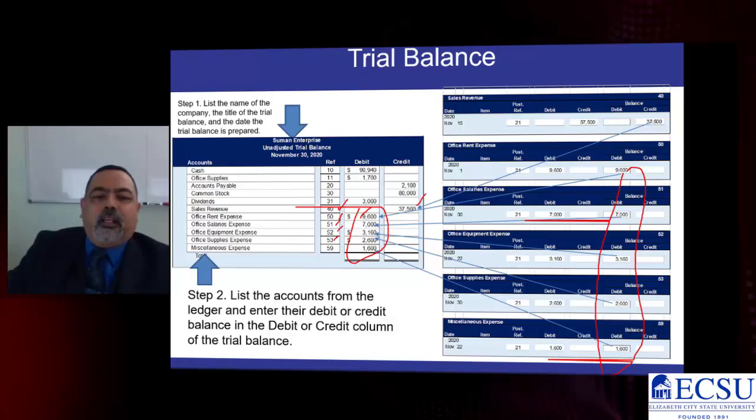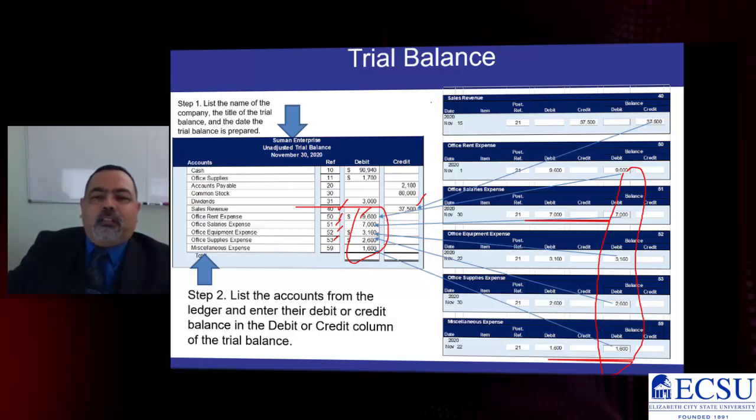As you can see, we're following the chart of accounts. Assets are first listed, then liabilities, owner's equity, revenue, and then finally the expenses. As you can see, miscellaneous expense is usually the last item to be listed. So that is how we prepare a trial balance.